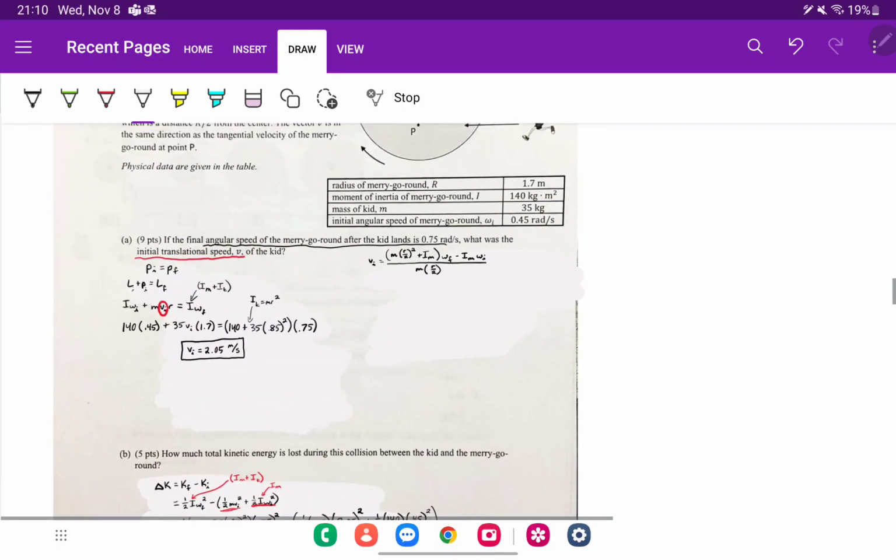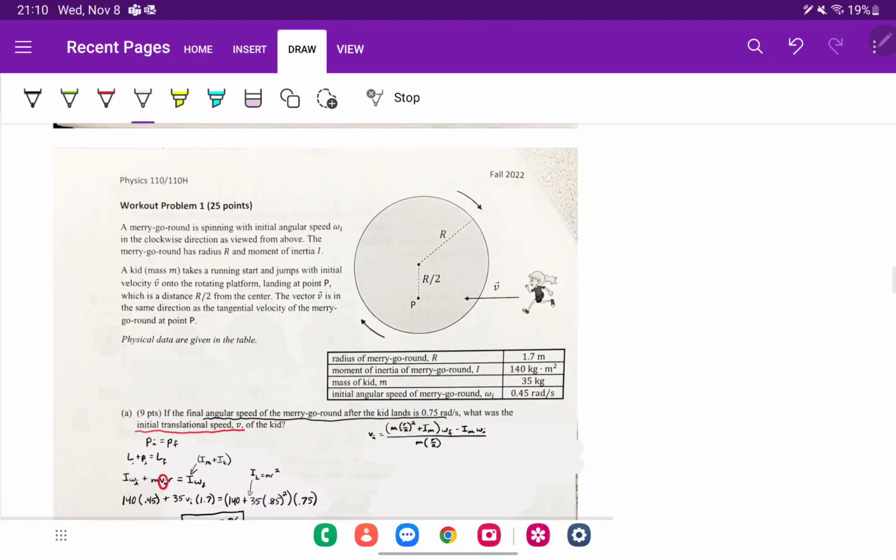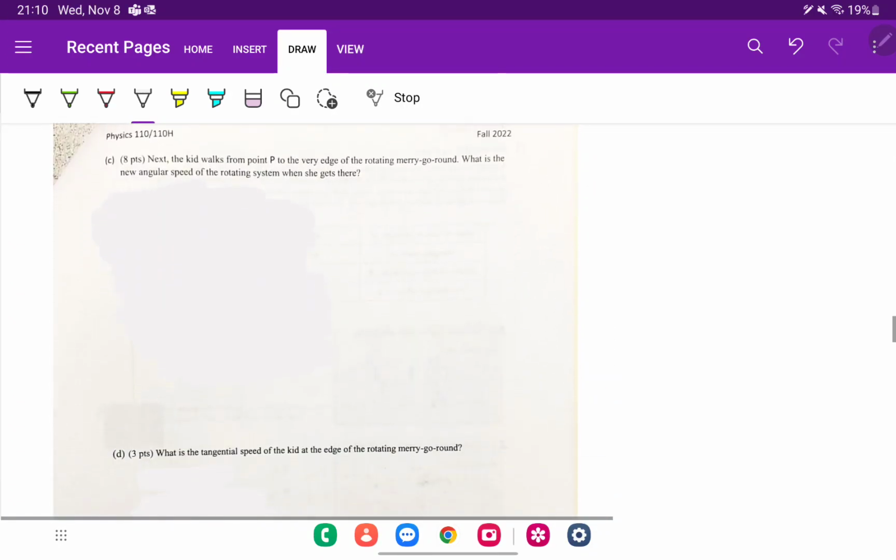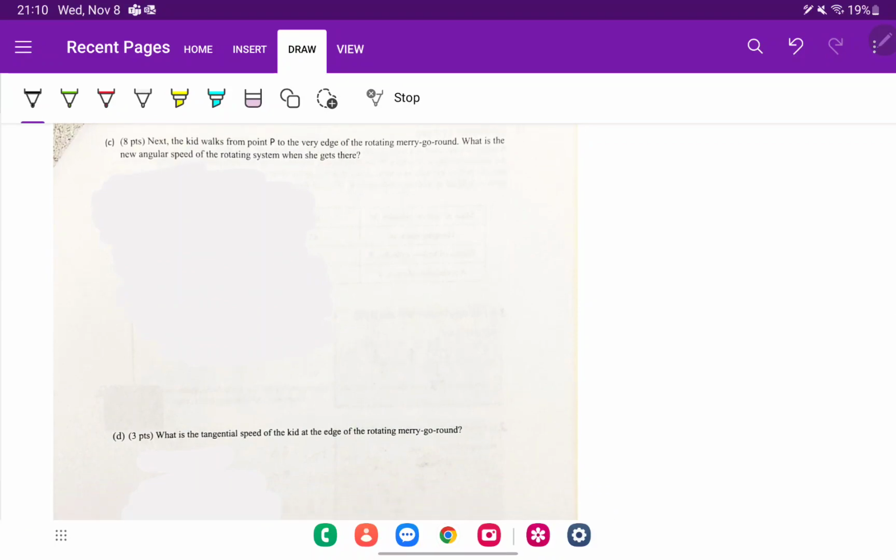In the last video, we covered parts A and B of workout problem 1. I'm going to finish it out with C and D in this video. Hopefully these won't take as long as A and B. They're a little bit shorter. So let's look at part C.